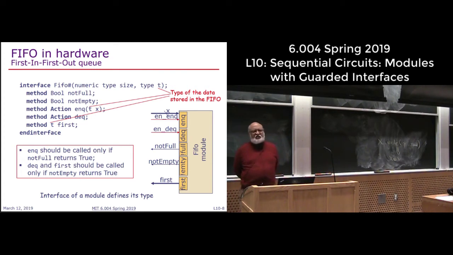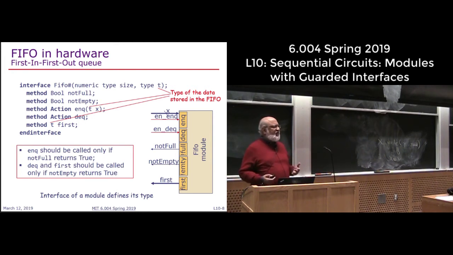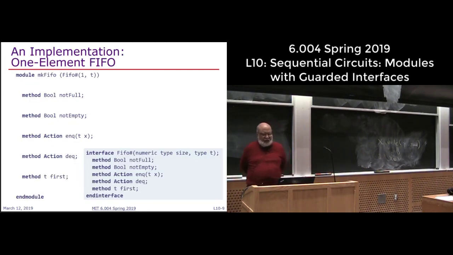Now, another idea you have to get used to is that anytime I have a module, it's going to have an interface, and really the interface is the type of the module. Interface defines the type of the module. Okay, we are ready for the implementation of this. So since it has 5 methods, I have to actually write down all these 5 methods in it.